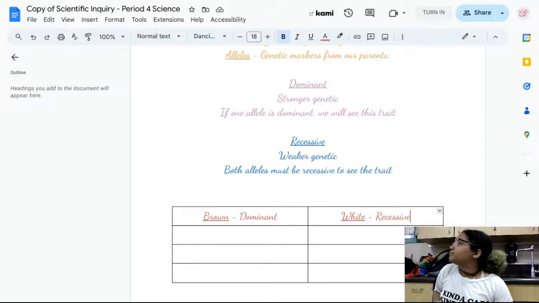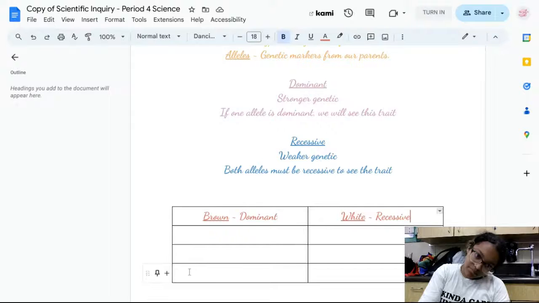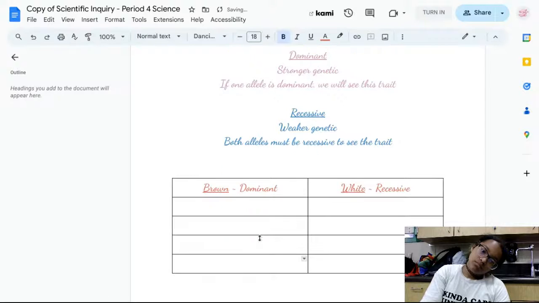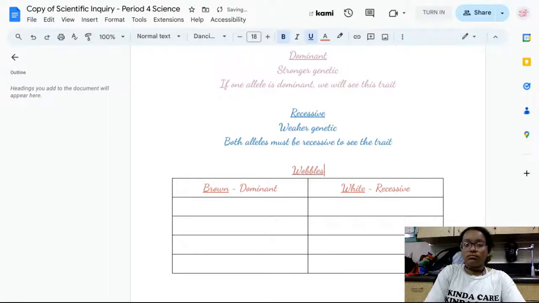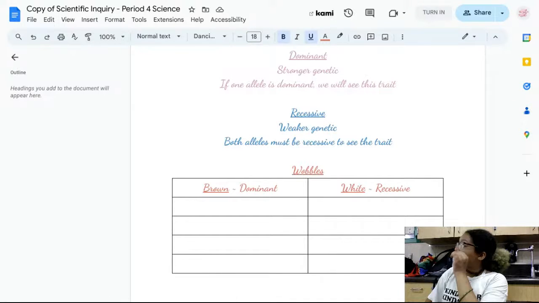We have 8 wobbles. Does anybody have an idea as to how many of them are going to be brown? How do we know from their genotypes if they're going to be brown or white? Two of them have B and B, because brown is the more dominant.